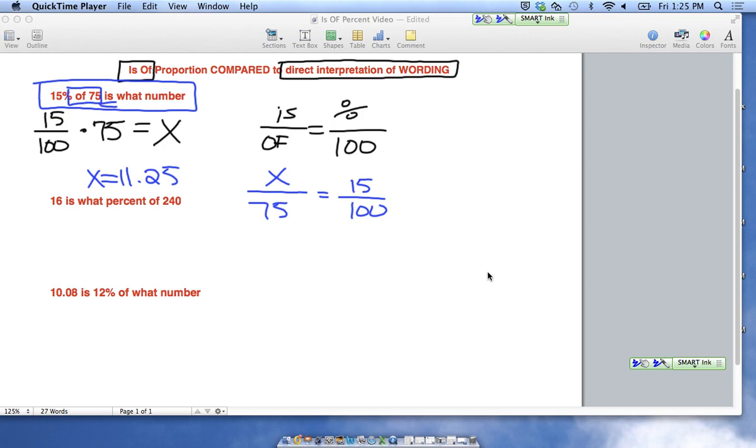So you can use the literal interpretation of the words as modeled in class, or you can use the cross products is-of if you're comfortable with that. You just need to choose a method that works best for you.